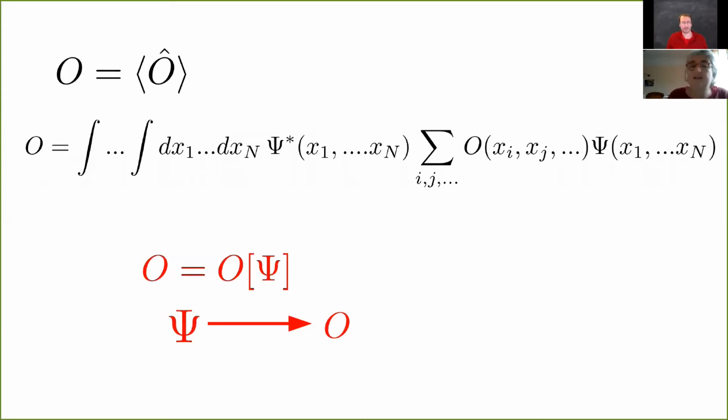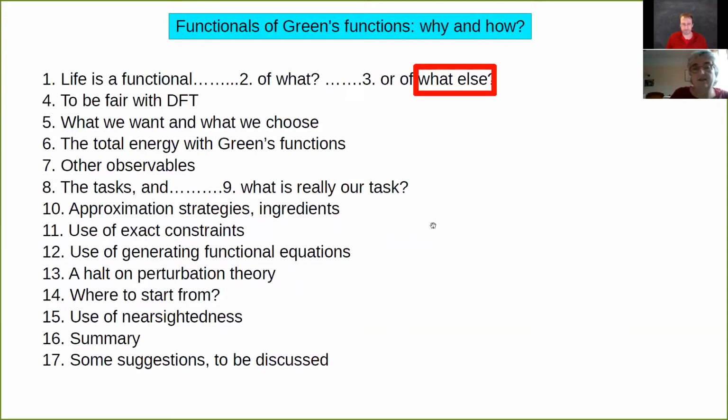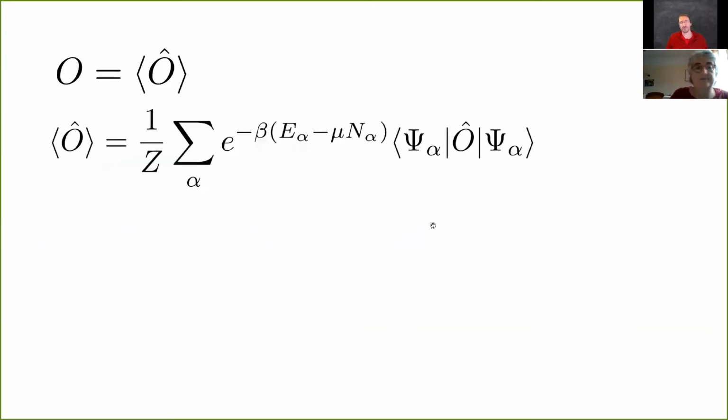So this is a very simple expression. It's just an integral, a huge integral, and it gives us, for fixed observables, the value of the observables given the many-body ground state wave function. So it is the observable as a functional of the wave function. This is not the only possibility.